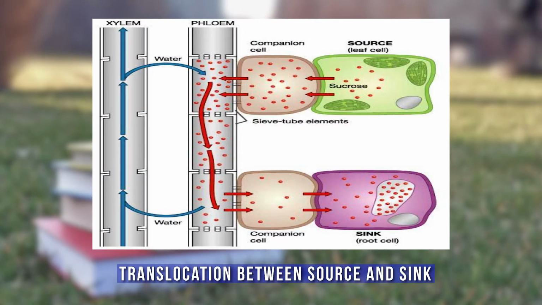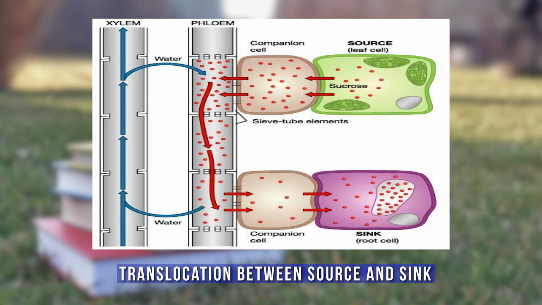Now let us talk about the translocation mechanism. Translocation is actually the movement of sugar molecules from source to sink. Now what is the source? The source is the leaf tissue where the glucose is produced, and the glucose is converted to sucrose. It gets into the companion cell and gradually comes down into the sink, where through the companion cell it gets into the lower cell or root.